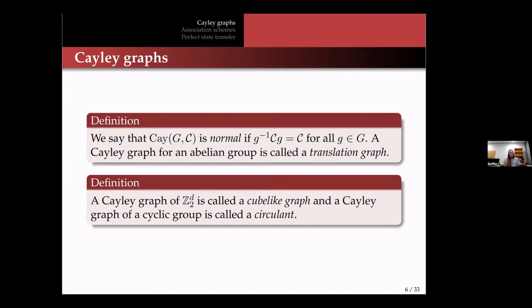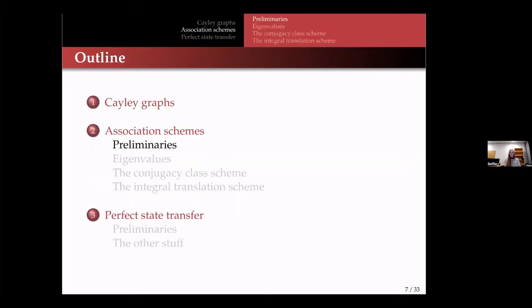Okay, so in particular, we have cube-like graphs, which are Cayley graphs of Z2 to the D. So for example, the hypercubes are cube-like graphs. And then we have circulants, which are Cayley graphs of the cyclic groups. So in particular, the cycles are circulants. And actually, we're going to be talking more about circulants later. That was it for the Cayley graphs.